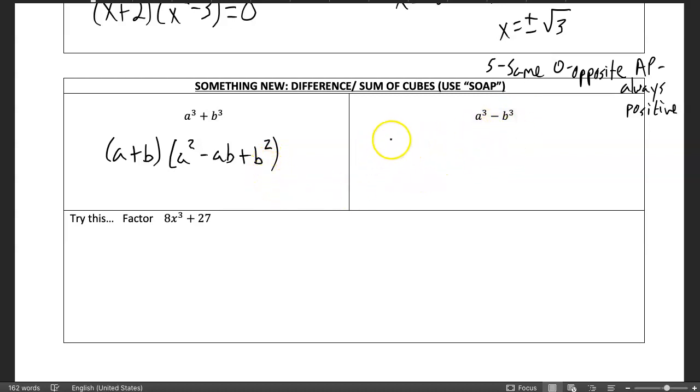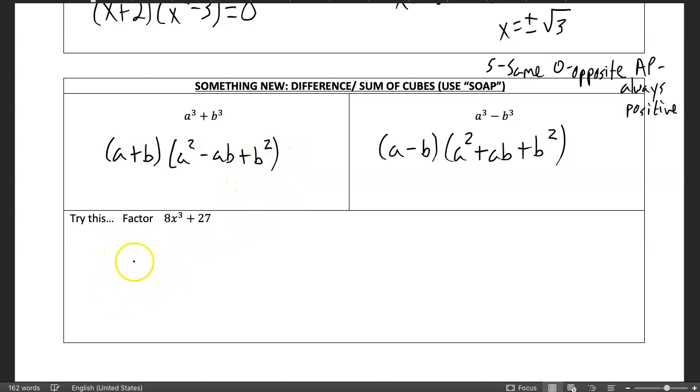What about with subtraction? Well, we're going to have the same first two terms. It's A, except this time our sign is the same, so it's minus B times A squared. Our second sign is opposite, so it's going to be plus AB. And our last sign is always positive, plus B squared. So these are our two new formulas that we can use.